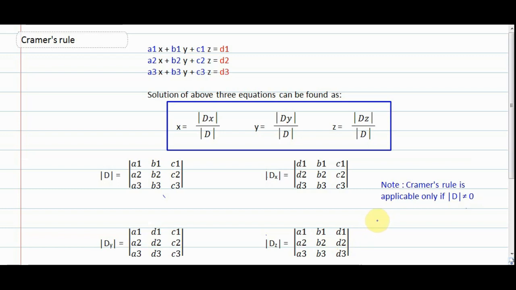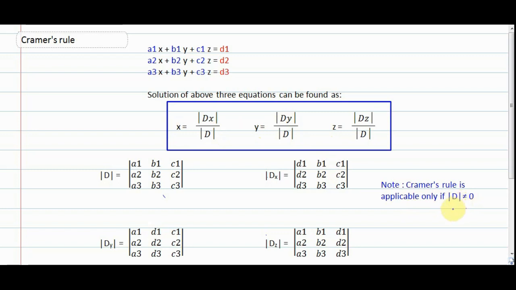Now we may make use of Cramer's rule to solve three equations if and only if determinant of d is not equal to 0. If determinant of d is 0, then x will be undefined because determinant of d comes here in the denominator. So if this value is 0, then x will be undefined. Similar is the case with y and z. So Cramer's rule is applicable only if determinant of d is non-zero.